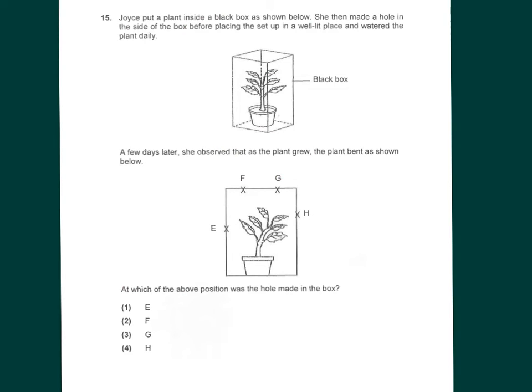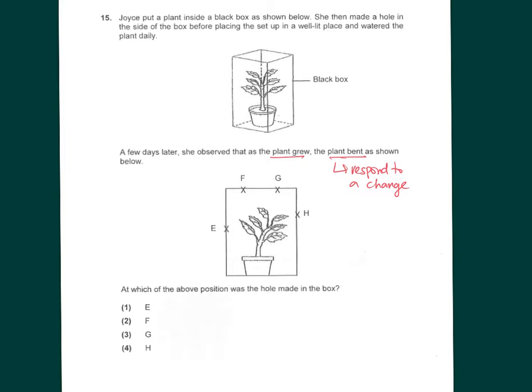Question 15. Joyce put a plant inside a black box as shown. Then she made a hole in the side of the box before placing the set up in a well-lit place and watered the plant daily. A few days later, she observed that the plant grew and the plant bent as shown. Now, why did it bend? Most likely to respond to a change. Okay, so these are all characteristics of living things, growing, responding to change.